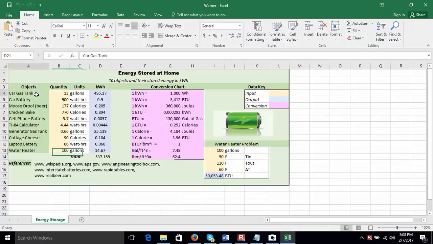So, gas tank, car battery, beer, baked chicken, cell phone, calculator, etc. I love this. That's the amount, there are the units, and there's the conversion. Some of it's a little bit buried, but this is okay.